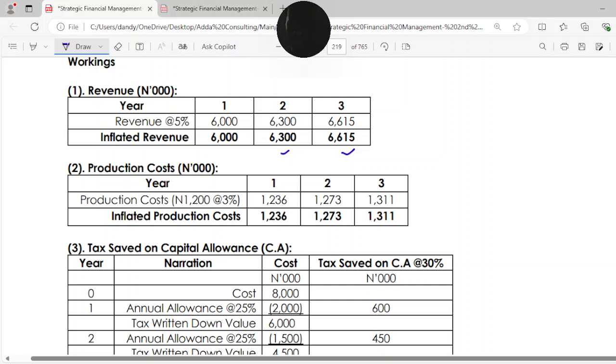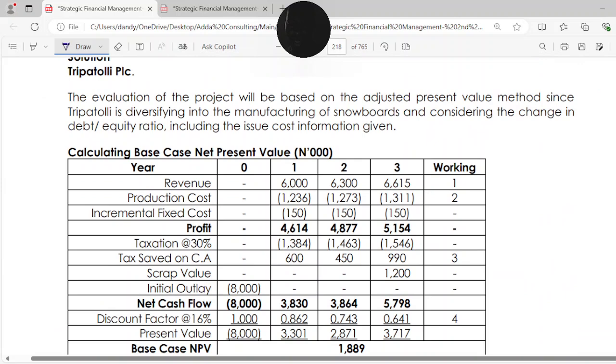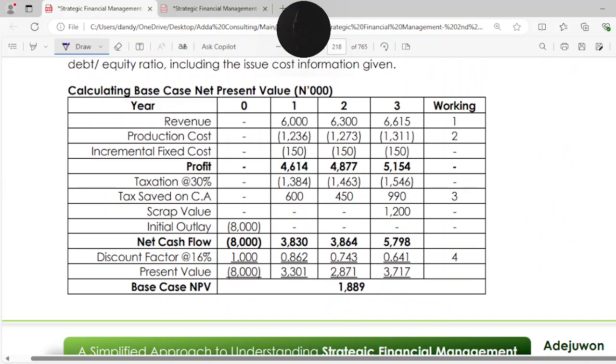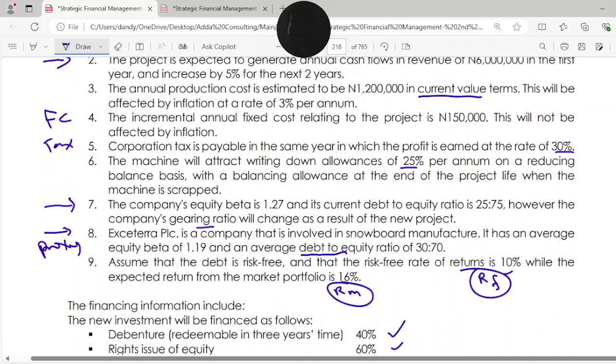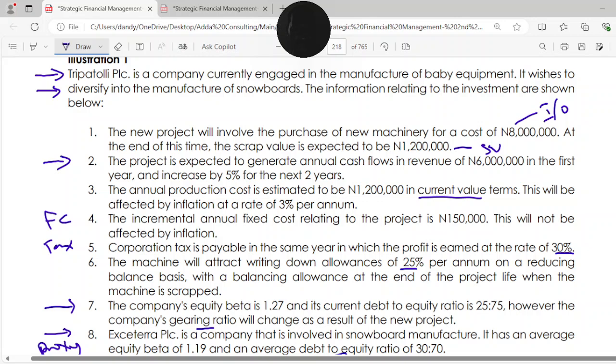Then I will go and post. All right, so this is the working number one. So that's for that. I will then go back to the question. Am I given variable costs? Let's go and identify variable cost.